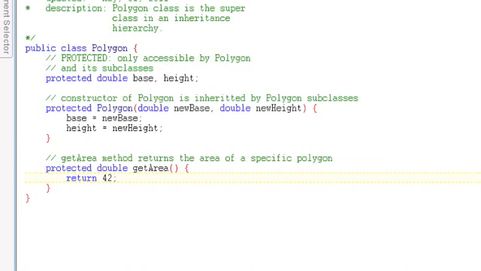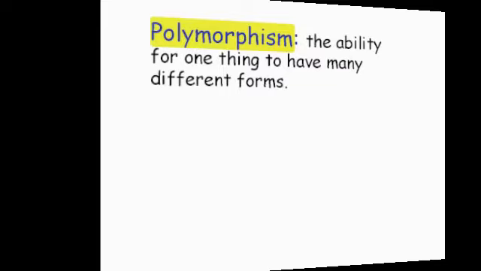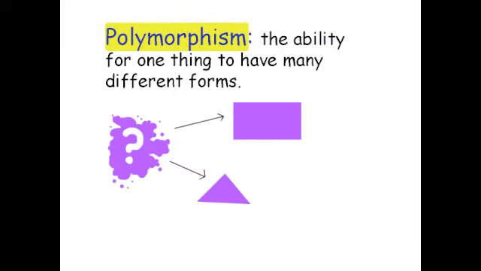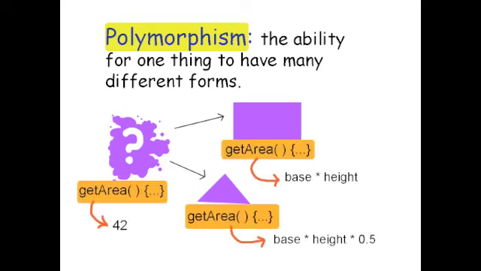When subclasses inherit GetArea, they will also modify the method's code. Changing the steps inside a method block without changing the name or parameters is called overriding a method. The ability to override methods is known as polymorphism in computer programming. Generally, polymorphism is the ability for one thing to come in many forms. In this case, GetArea is a behavior that can come in many forms, depending on the object type. Triangle and Rectangle will both use GetArea, but each class will use it differently.